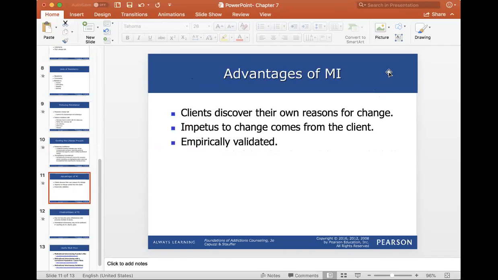So MI comes with a lot of success and a lot of advantages. The clients on their own discover reasons for change. So usually when someone comes in, it's because a loved one is making them. Maybe they gave them an ultimatum, or they feel like they're being forced to come to treatment. And people are telling them the reasons why they need a change. But in MI, they're coming up with the reasons. It's an impetus to change that comes from the client, and it's empirically validated.